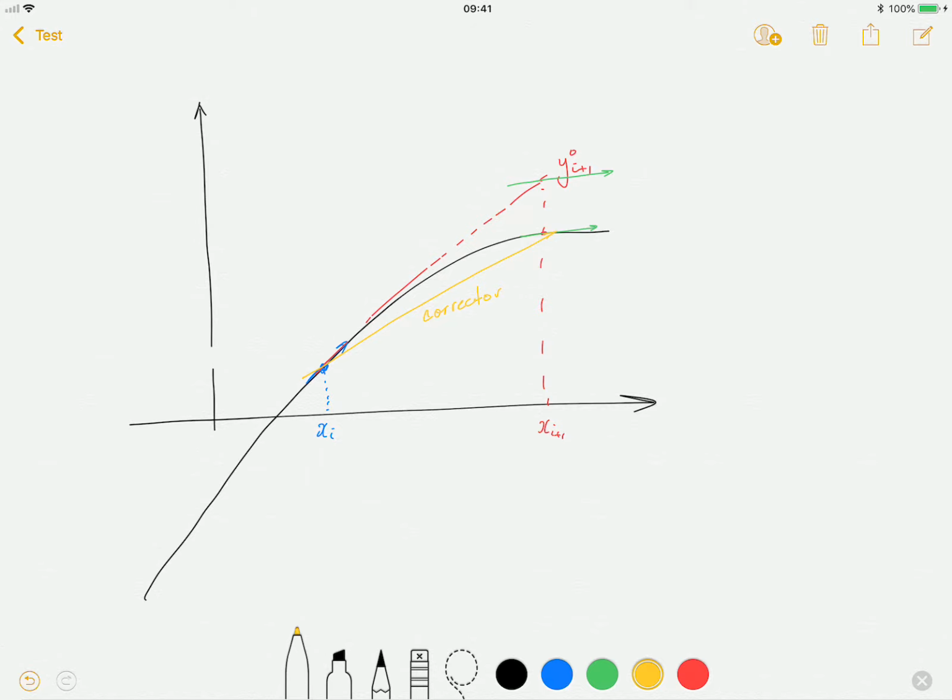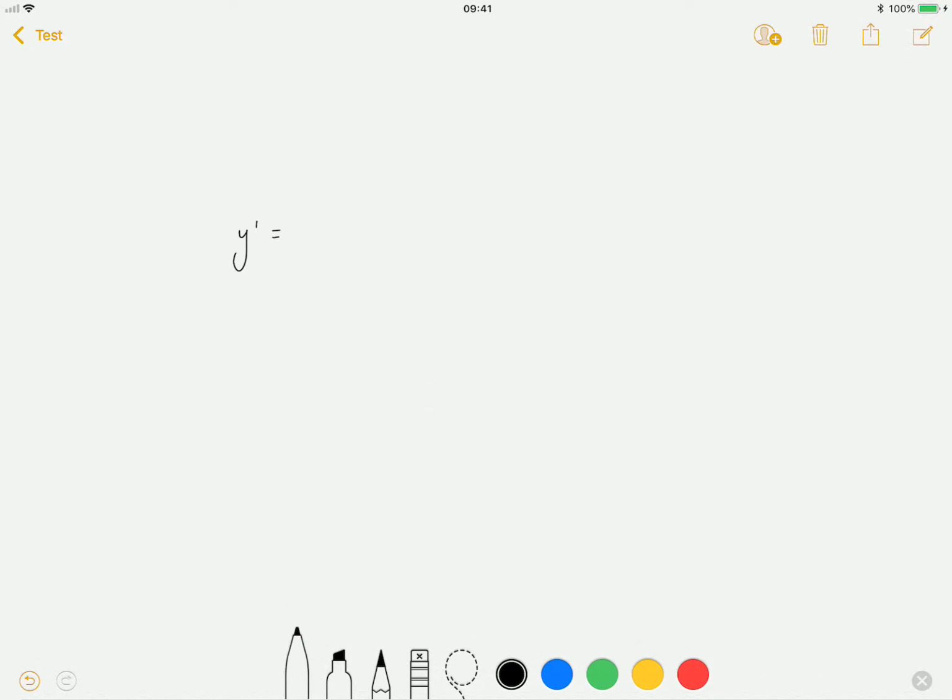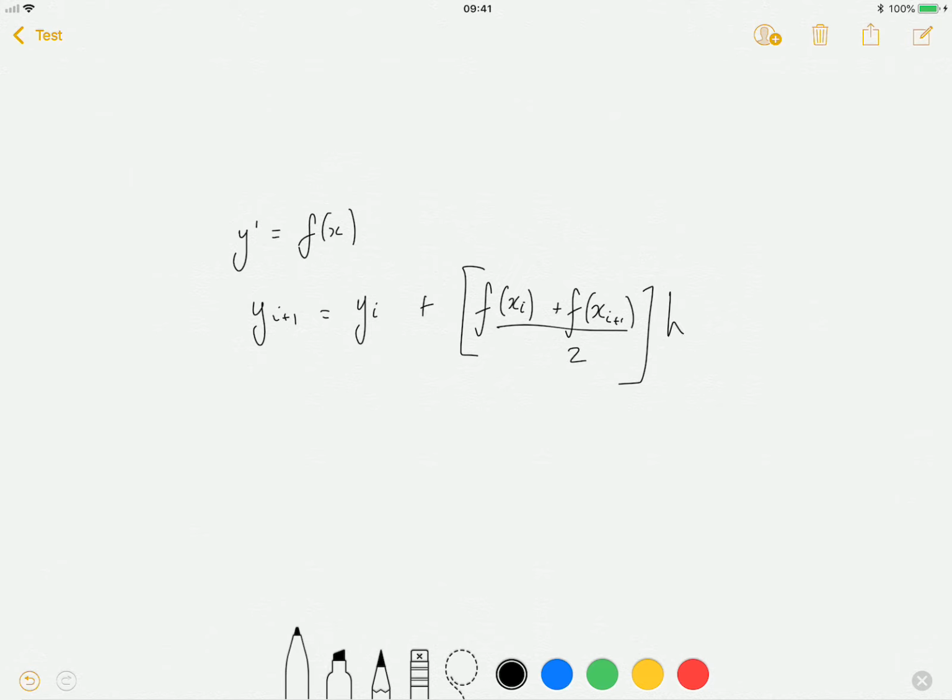All right. And then for ODEs of the form y prime equals f of x, we only use the corrector. That is, y of i plus 1 is equal to y of i plus the average of f of x i plus f of x i plus 1, divided by 2, multiplied by our step size h.